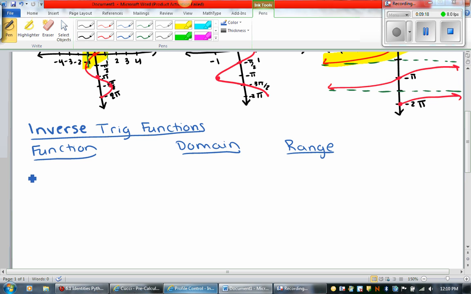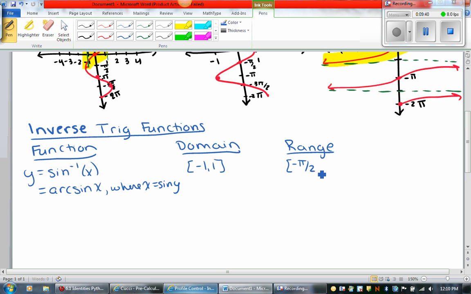When I have y equals sine inverse of x, another way to say that is arc sine of x. You're going to see that notation as well. And that's where x equals sine y. Your domain is -1 to 1. Your range is -π/2 to π/2. And notice those are included.